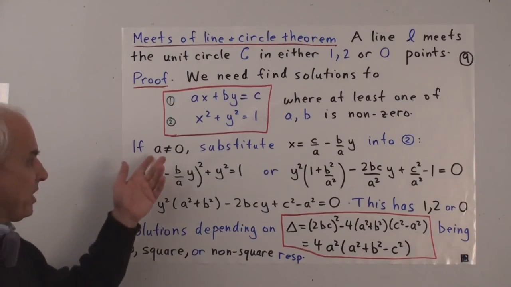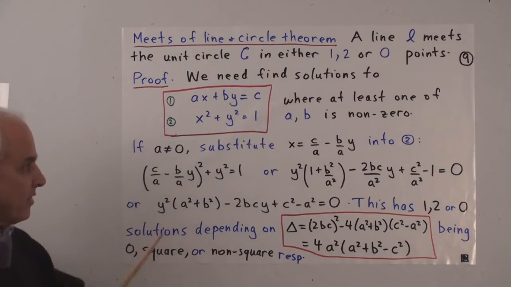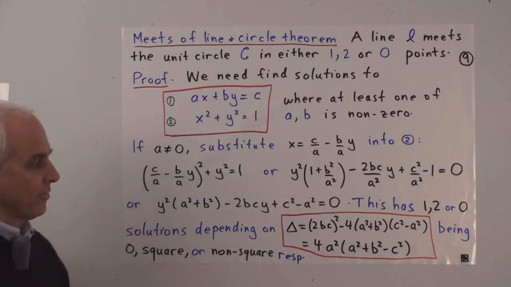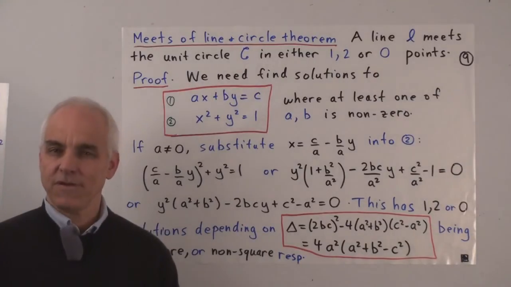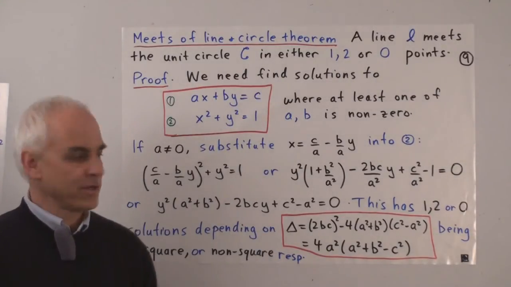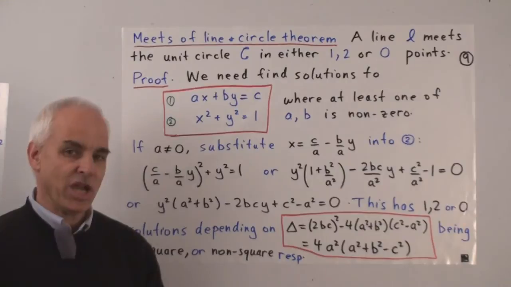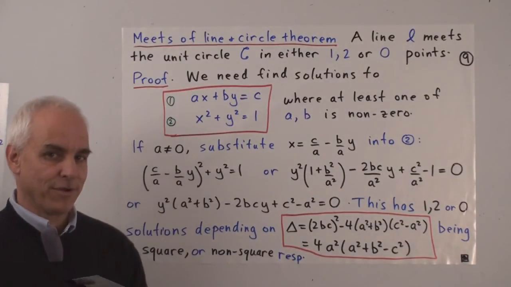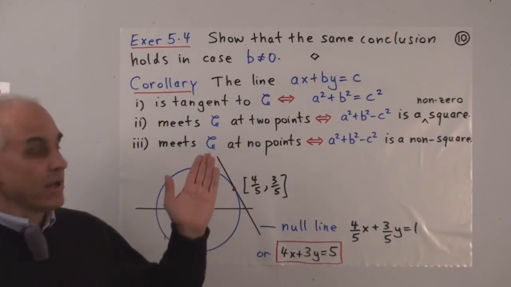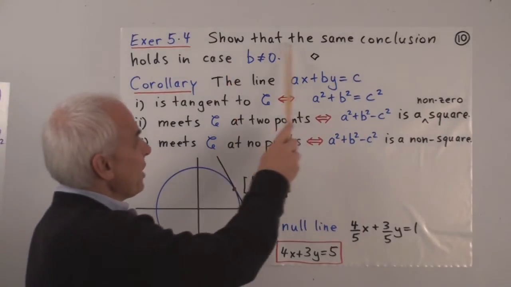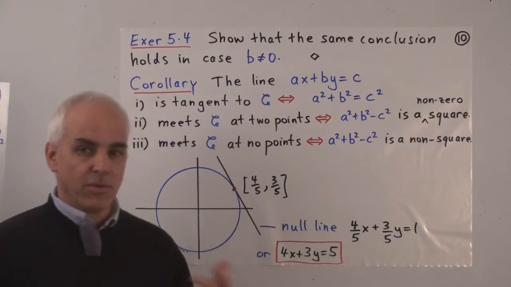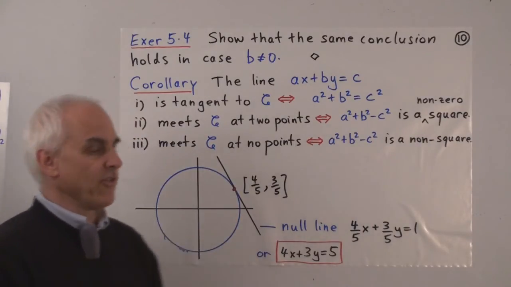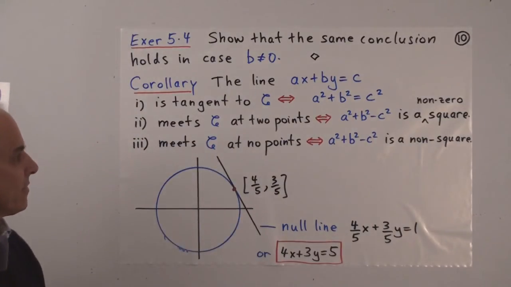And the argument for b not equal to 0 is exactly the same, but just with a and b's reversed. Please make sure that you've gone through that argument, that you convince yourself that that works. And especially make sure you checked my arithmetic there. Alright, so an exercise, just make sure that you check that the same conclusion holds in the case when b is not equal to 0. So that the situation really is symmetrical between a and b.